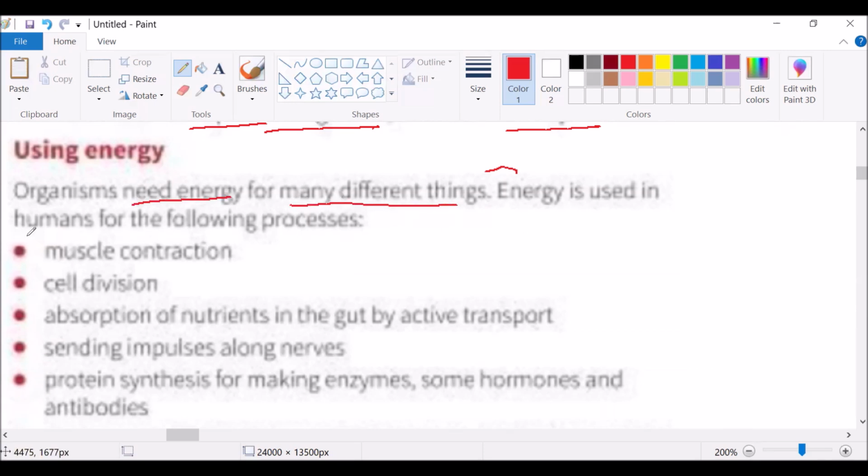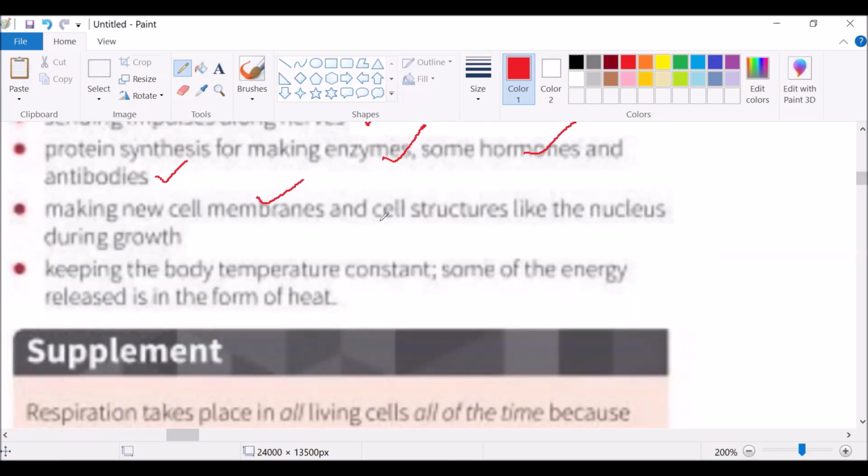Energy is used in humans for the following processes: muscle contraction for movement, cell division for growth and reproduction, absorption of nutrients in the gut by active transport, which requires energy, sending nerve impulses, protein synthesis for making enzymes, hormones, and antibodies, making new cell membranes and cell structures like the nucleus during growth, keeping the body temperature constant, since some of the energy released is in the form of heat.